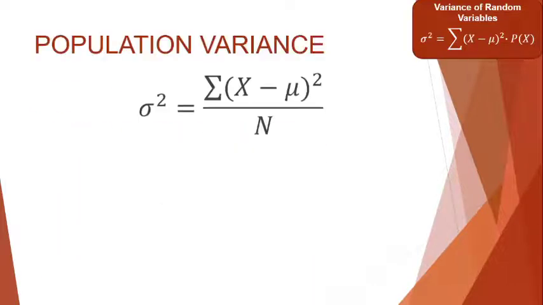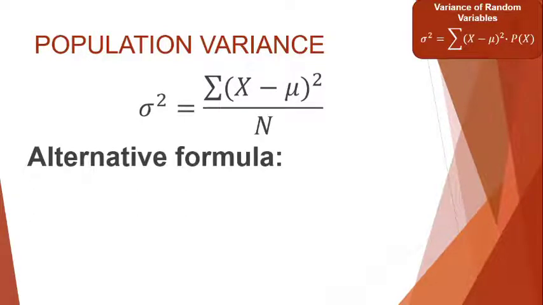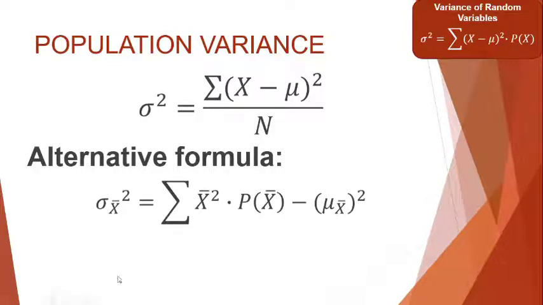In random variables, the variance is equal to the summation of the random variables minus the mean quantity squared times the probability, P of X. In population, the variance is equal to the summation of X minus the mean quantity squared all over N. Alternative formula: the variance sub sample mean is equal to the summation of the sample mean squared times the probability of the sample mean, minus the mean sub sample mean squared.